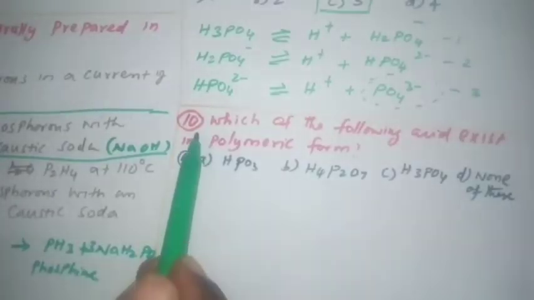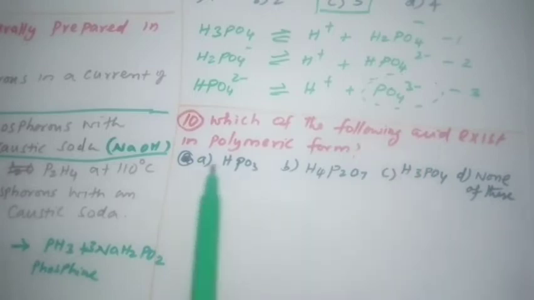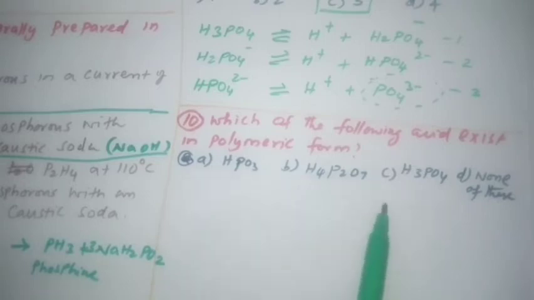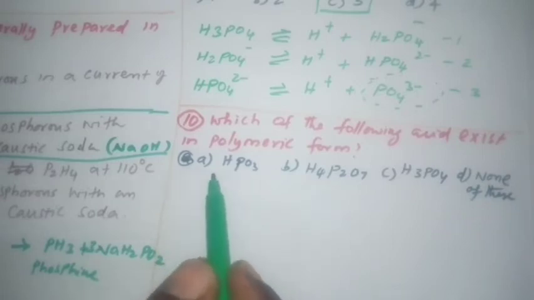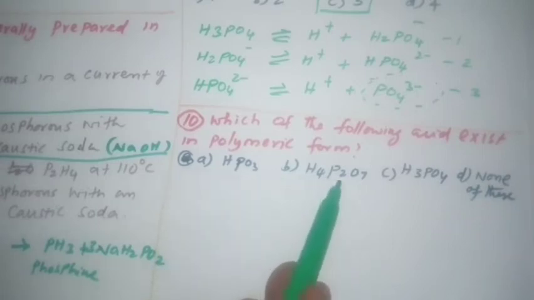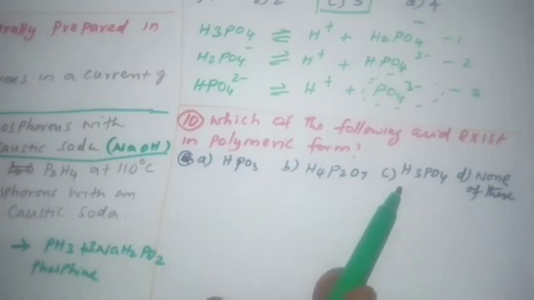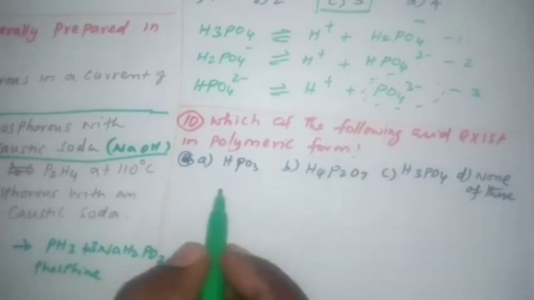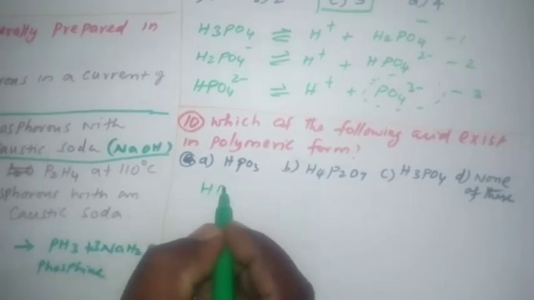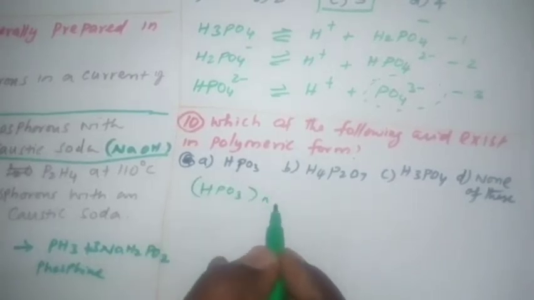Now question number 10. Which of the following acids exists in polymeric form? Polymeric means a compound where a single unit repeatedly comes many times. That is polymeric form. Option A HPO3, option B H4P2O7, option C H3PO4, option D none of these. Clear? Okay. Now according to the given formulas, this HPO3 can come many times.